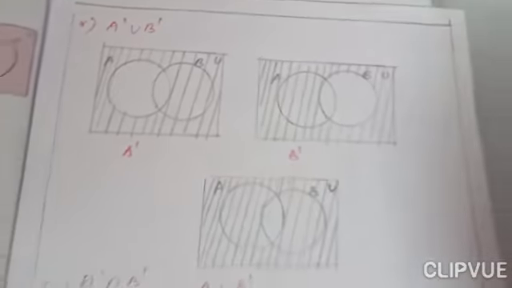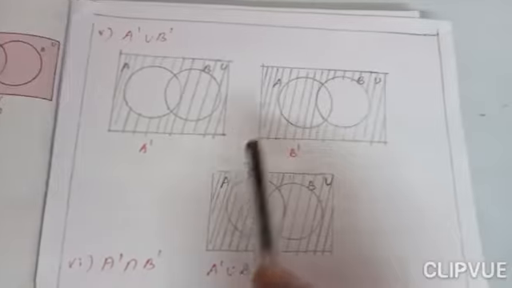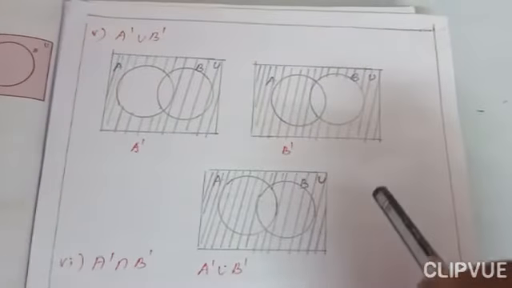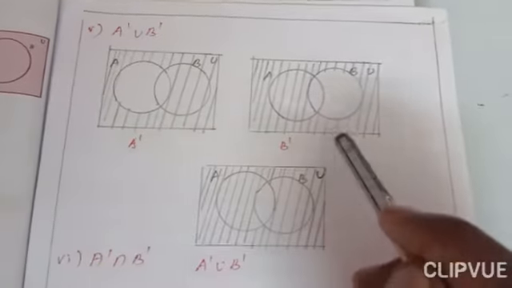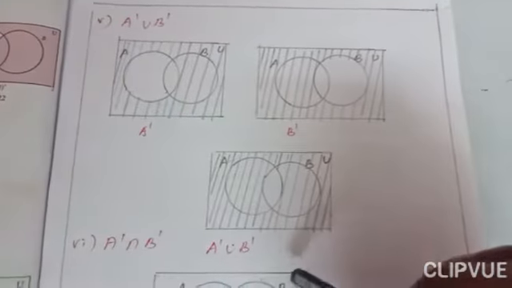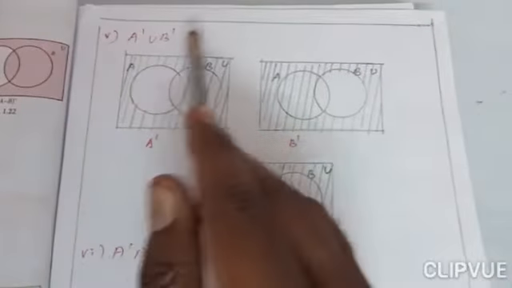Fifth Roman number is A dash union B dash. For this case, I have to explain through 3 diagrams. First we'll do A dash. After that B dash. Then we'll join the 2 diagrams, because A dash union B dash only they asked.